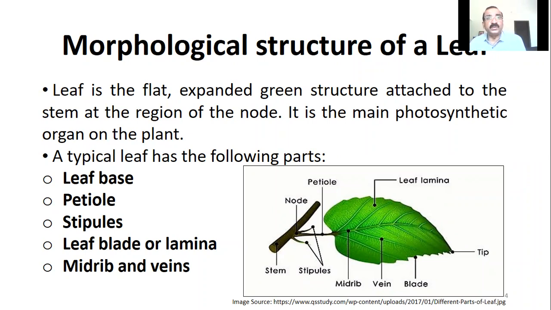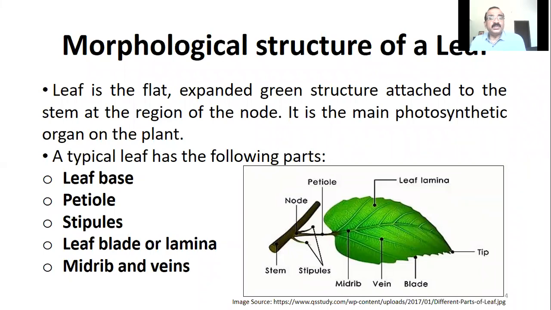If there is no leaf, if there is no photosynthesis, all heterotrophic organisms, animals like humans, will not get food. Okay, so leaf becomes the most important and vital part of the plant.